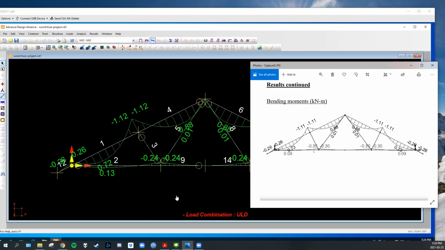But look, here we have the same axial. You see the axial force here. The moment in this member is the same. Don't you find that interesting, guys? Are you trying to point? I don't see it.